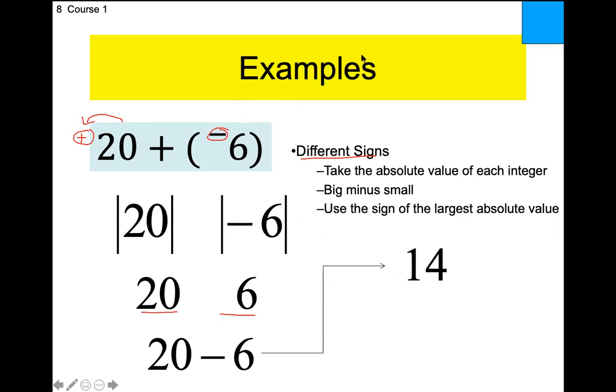Last question, do we have more positive coins or did we have more negative coins? Which one did we have more of? More positive. And that's why the answer is 14. In the previous ones, the answers were negative because we had more negative ones. Those are the rules for different signs. Questions?